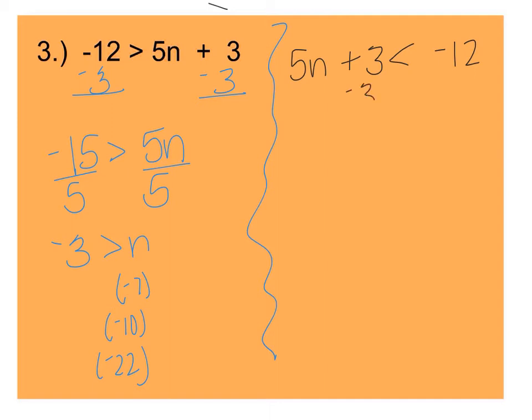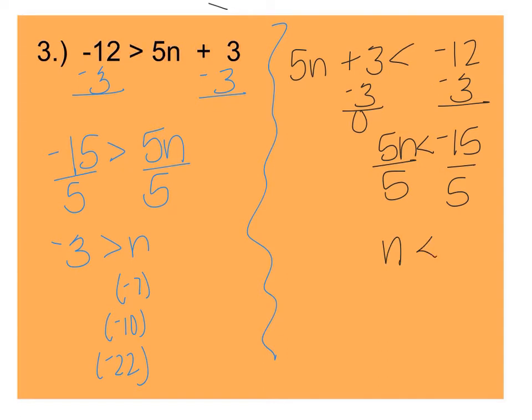Now, let's solve it that way. Let's take away 3 on both sides. That will leave us with 5n is less than negative 15. To get n by itself, we're going to divide by 5, and we come up with an answer of n is less than negative 3. Let's think for a minute. What numbers are smaller than negative 3? Well, the further away from 0, the smaller we get. So n could be things like negative 7, like negative 10, like negative 22.